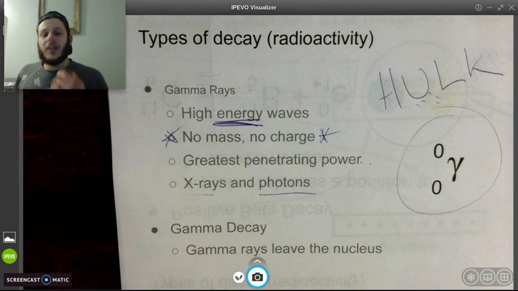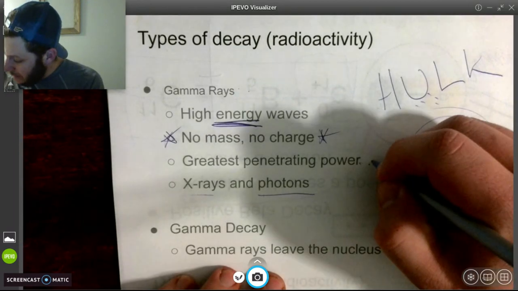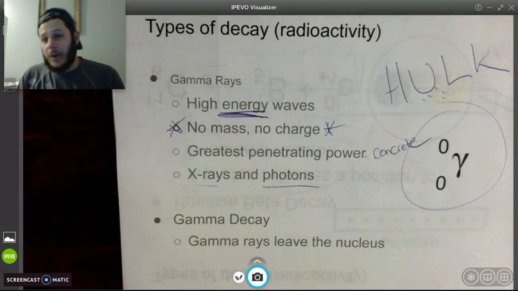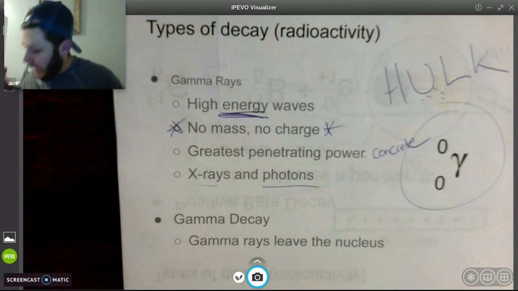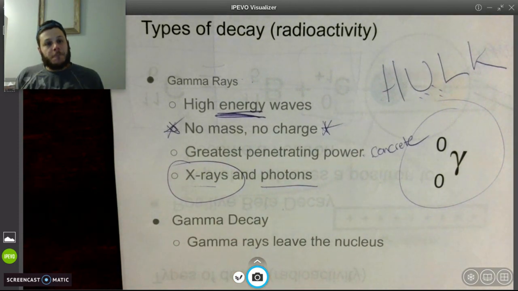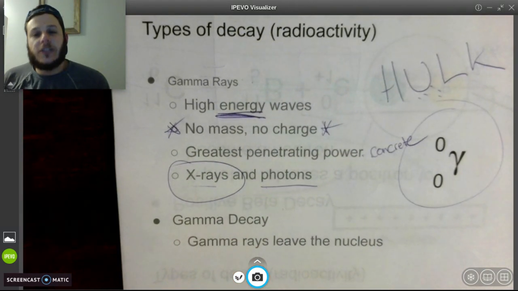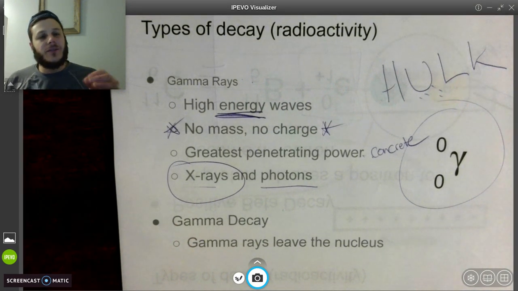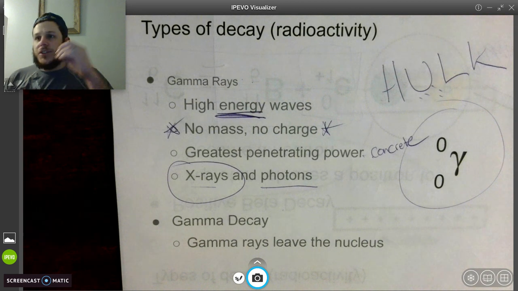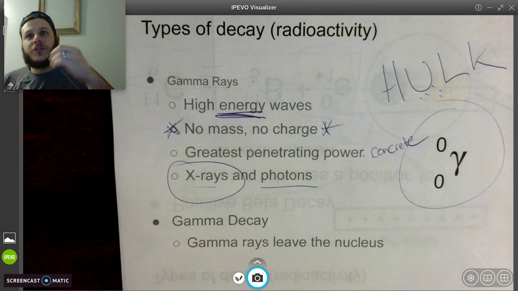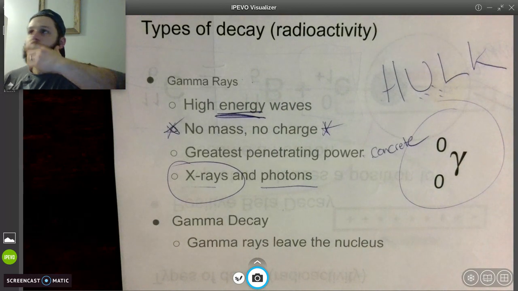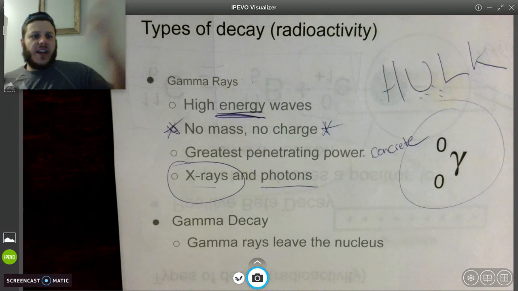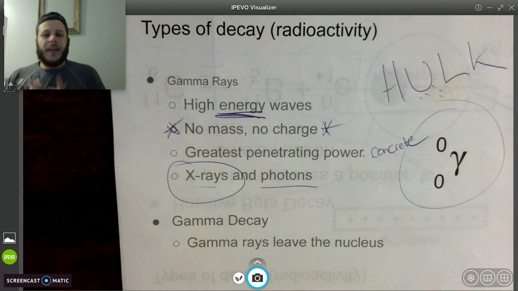But what I really mean about the greatest penetrating power is gamma rays can go through concrete. Gamma rays can go through walls. Gamma rays go through bodies. Right? Gamma rays are the most dangerous out of the 3 that we're talking about. And this really coincides with how many different surfaces it can go through, and that makes it dangerous.